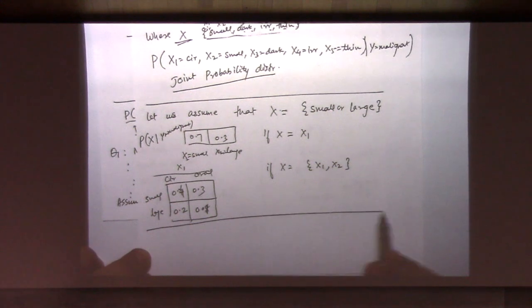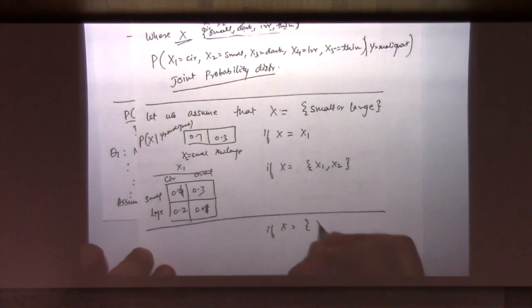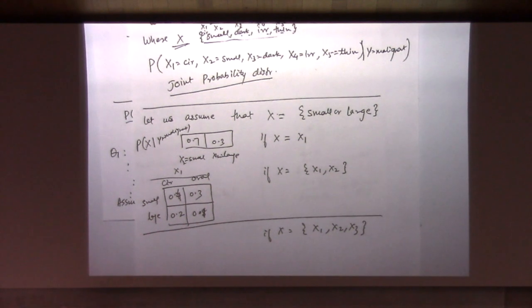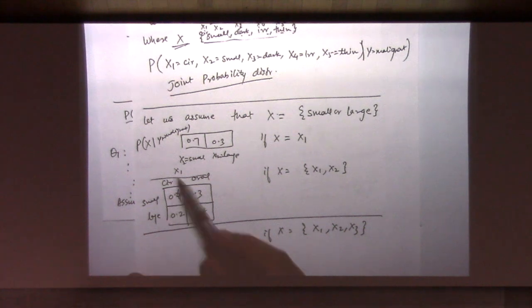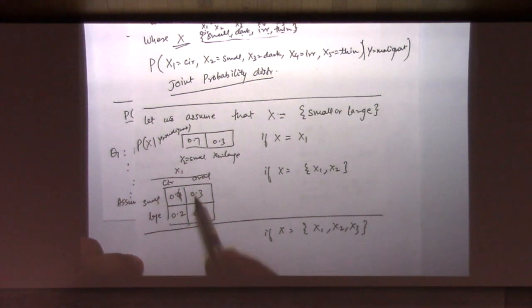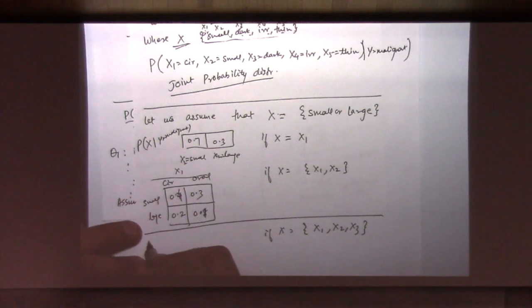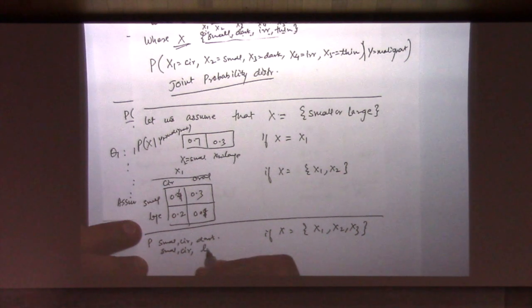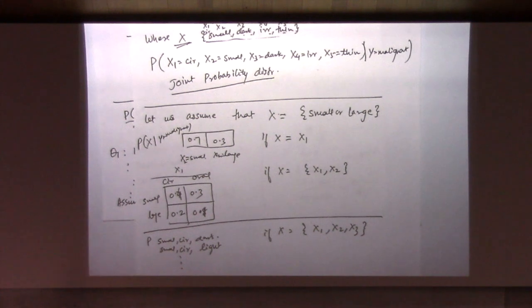Okay. Now let's expand it. What if we have 3 random variables inside? So the joint probability distribution now will be a cube, because you need to encode all possibilities, right? So instead of drawing it as a cube, we need to compute the probability of small, circular, dark; the probability of small, circular, light, and so on, all combinations, right? So now you will need 8 minus 1 probabilities to store it, right?